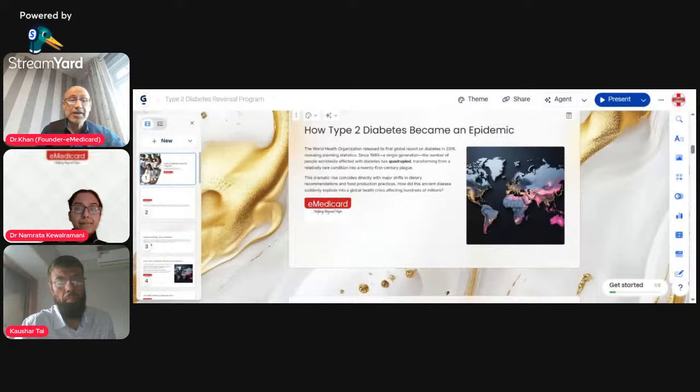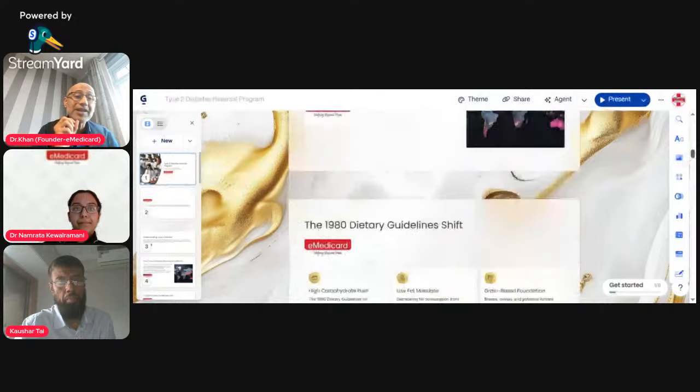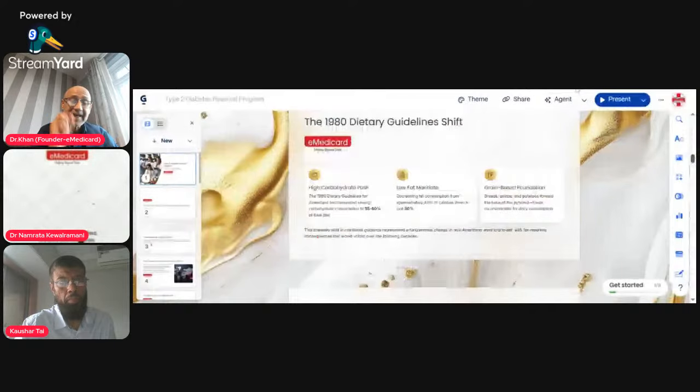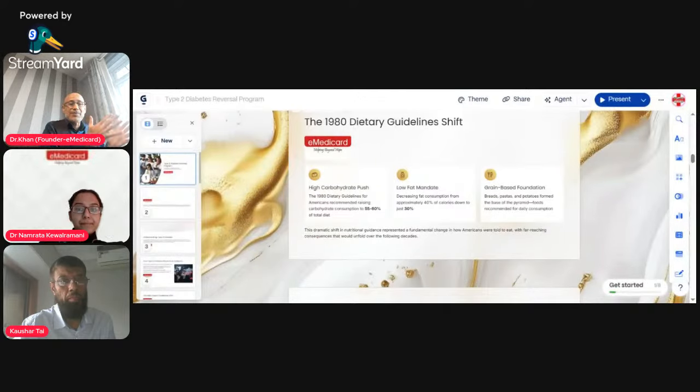So this is what it talks about. Now, in 1980, what happened? What was the dietary guideline? We need to understand that the dietary guideline given in 1980 by the American Diabetic Association was pushing for high carbs. They said you can have more carbs. Before 1977, people were having good quality fats. But what happened in the 1977, 1980 guidelines?